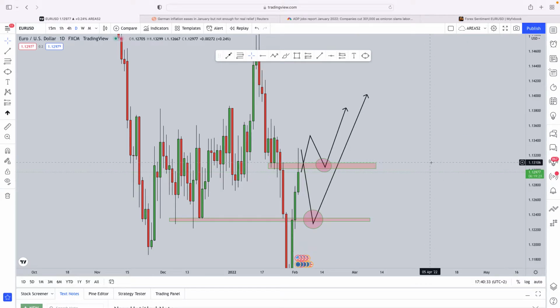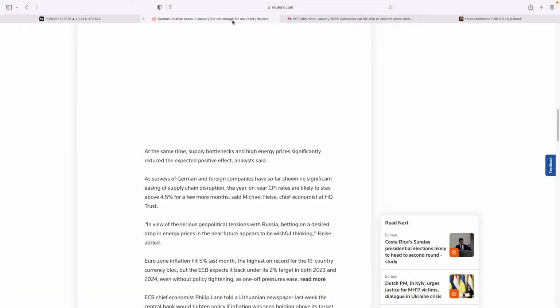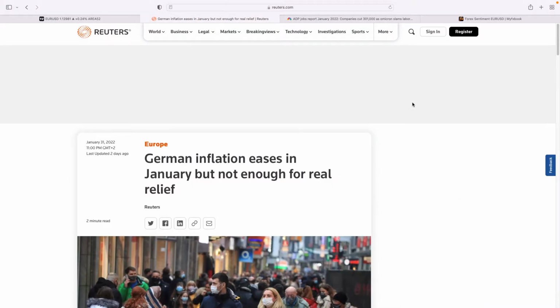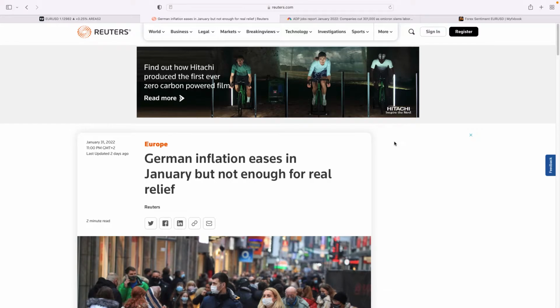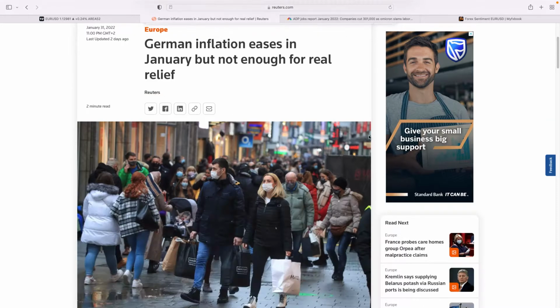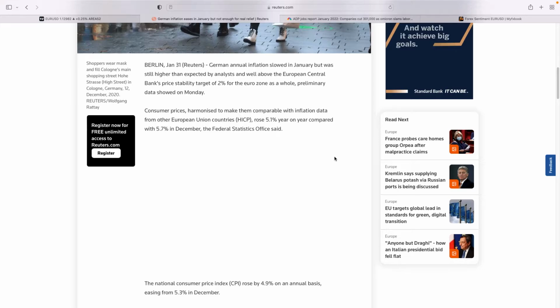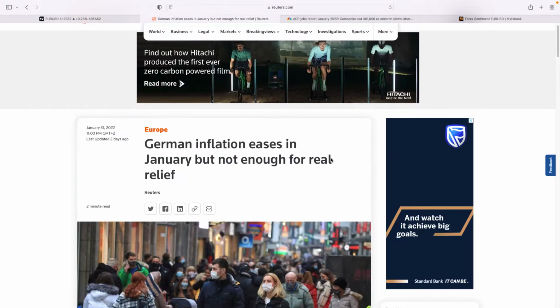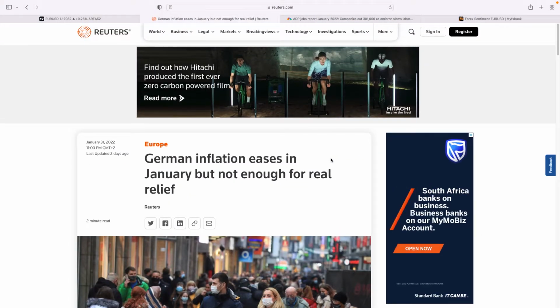Now the next thing we are going to look at is some fundamental data. Firstly, for the euro. Now we can see over here this headline from Eurusd that says that German inflation eases in January, but not enough for relief. Now one thing that we do need to keep in mind is we did have the CPI data that came out for the euro as well.